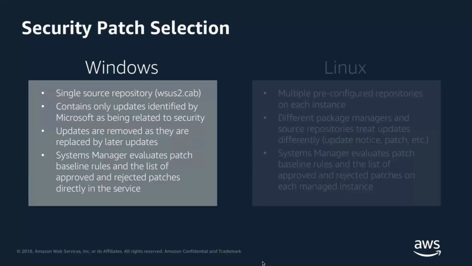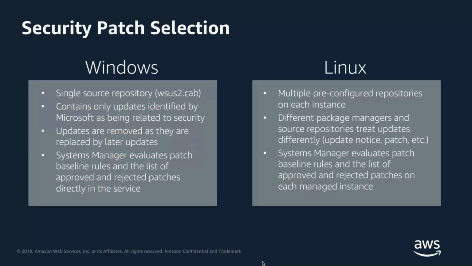For Linux, Systems Manager uses multiple pre-configured repositories on each instance. For example, for Amazon Linux, Red Hat Enterprise Linux, and CentOS, Systems Manager Patch Manager uses Yum, which uses the concept of an update notice. An update notice is simply a collection of packages that fix a specific problem. All the packages that are in an update notice are considered security by Patch Manager because the individual packages are not given any classification or severity.